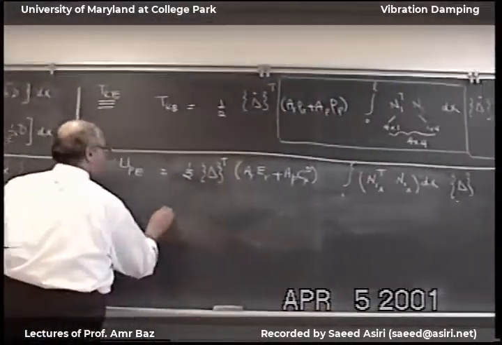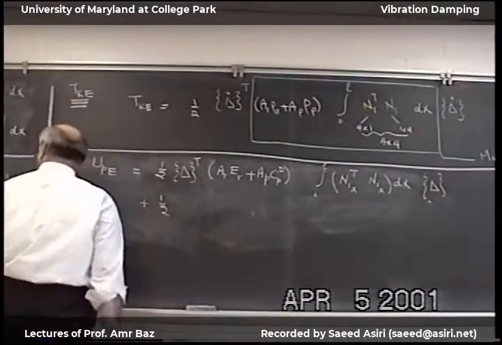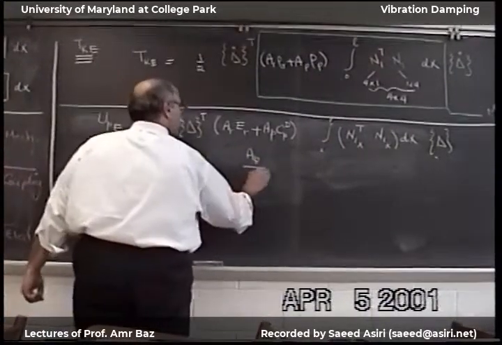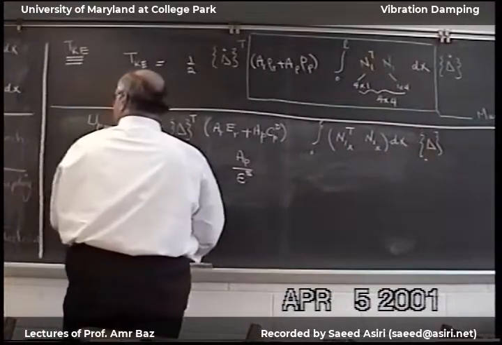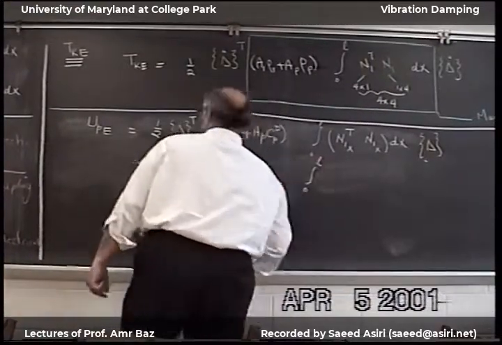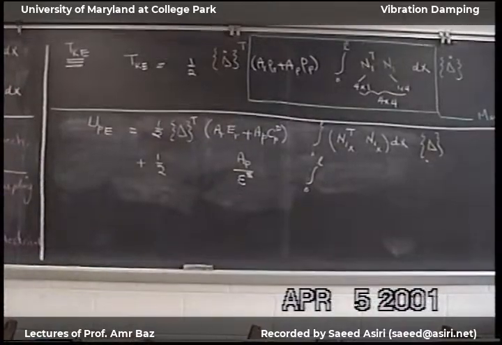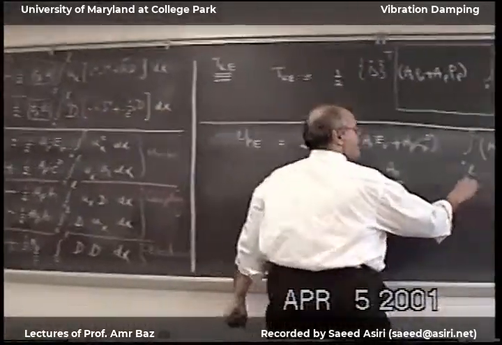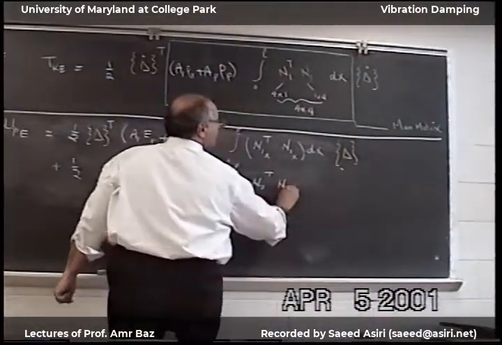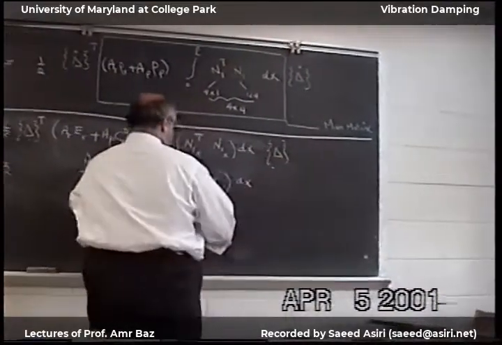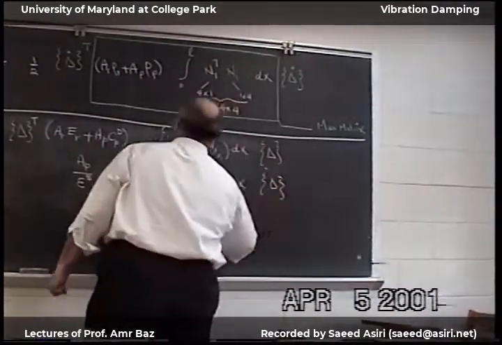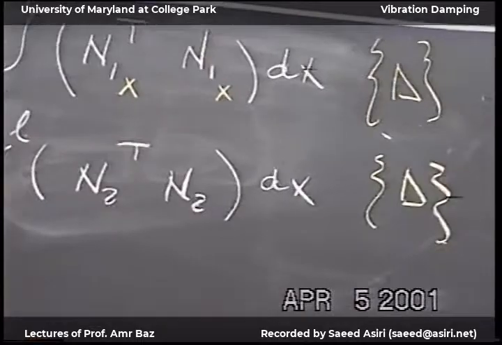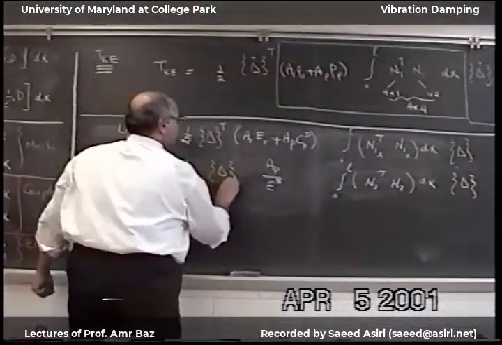This will be 1/2 A piezo epsilon S, and then now 0 to L. Each one of these D's, I'll replace it from here by N2 delta. So this will be N2 transpose N2 dx, the delta, and the delta, oops, transpose.